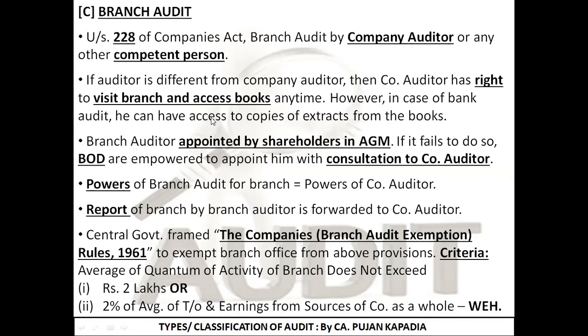However, in case of bank audit, he can have access to copies of extracts from the books. Let's understand this part. Generally, the person who is auditing the books of account has full rights to visit the branch premises and access any of the books of accounts as and when he feels necessary. But now what is the case? Company auditor is Mr. X, for example, and the branch auditor who is auditing Surat branch is Mr. Y. Now here, who has this power? Mr. Y has this power because the branch is being audited by Mr. Y. But even if the company auditor, Mr. X, wants to access the books of accounts of Surat branch, or wants to visit Surat branch, he has full rights to do so.